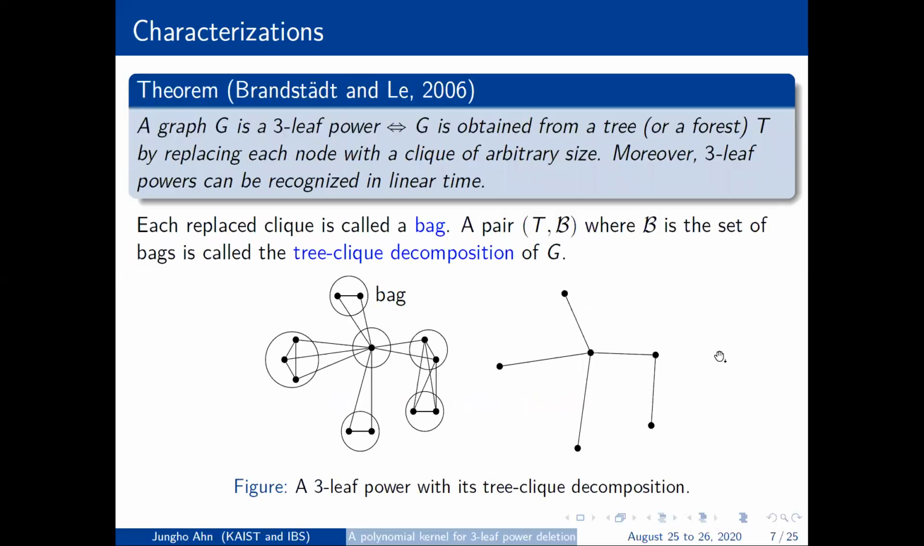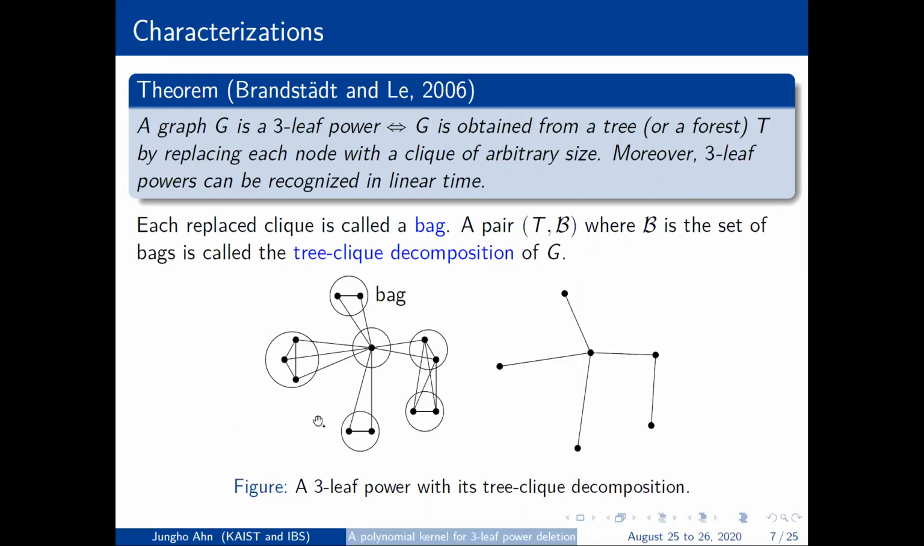Another characterization by Brandstädt and Le in 2006 is that a graph G is a leaf power if and only if G is obtained from a tree or a forest T by replacing each node with a clique of arbitrary size. Moreover, they show that leaf powers can be recognized in linear time. We call each replaced clique a bag, and a pair (T, B), where B is the set of bags, is called the tree-clique decomposition of G.